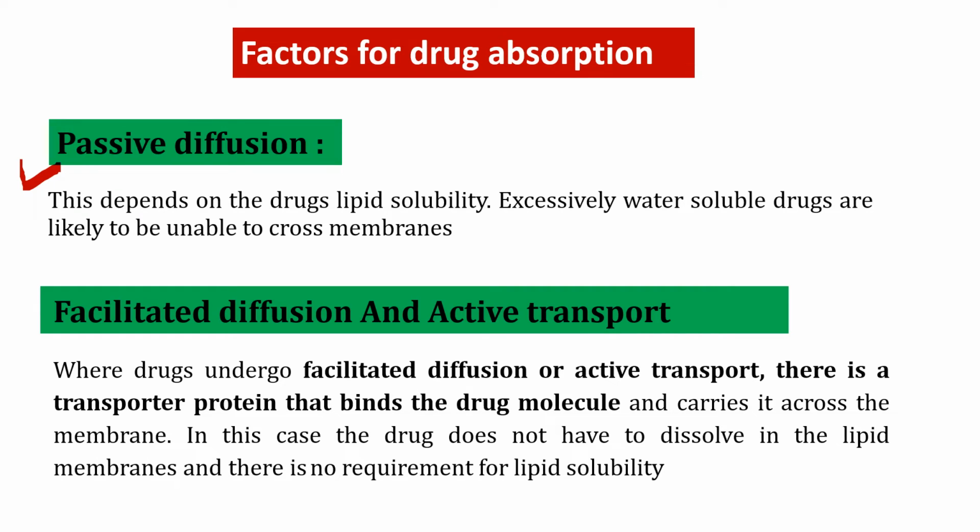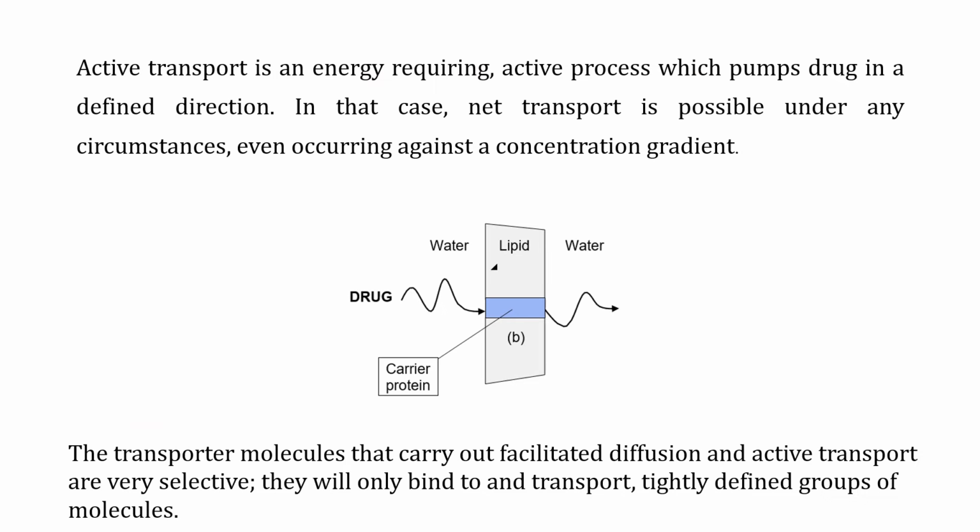Next is facilitated diffusion and active transport. Where drugs undergo facilitated diffusion or active transport, there is a transporter protein that binds the drug molecule and carries it across the membrane. In this case, the drug doesn't have to dissolve in the lipid membrane, and there is no requirement for lipid solubility. It is not common for all molecules, but it is important for some. Active transport is an energy-requiring process which pumps drug in a defined direction. In this case, net transport is possible under any circumstances, even against a concentration gradient. So the drug is moved from one side of the cell to the other with a form of energy. So that is important.